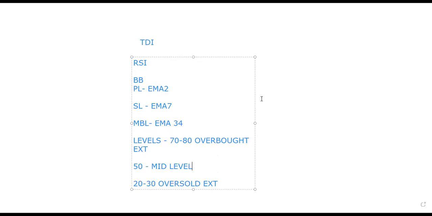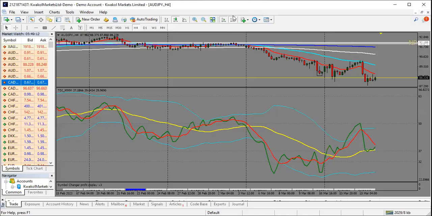So let us go ahead and check our chart and see all these things we've mentioned, right? So I'll be looking at my chart now. This is my TDI, remember, right? And this is my Bollinger Band. This and this is my Bollinger Band, right? And this is my price. This is my MBL, market baseline, EMA 34, right? And this is my price line, the green one. The red one is my signal line, right?